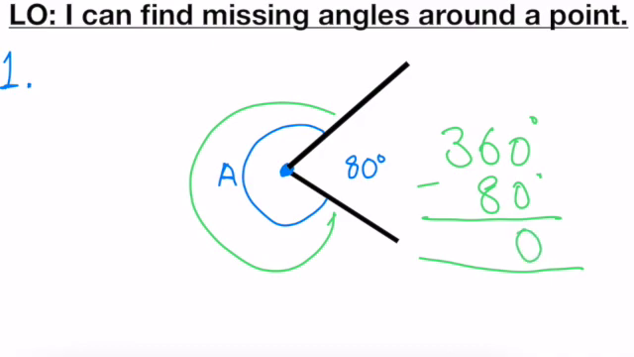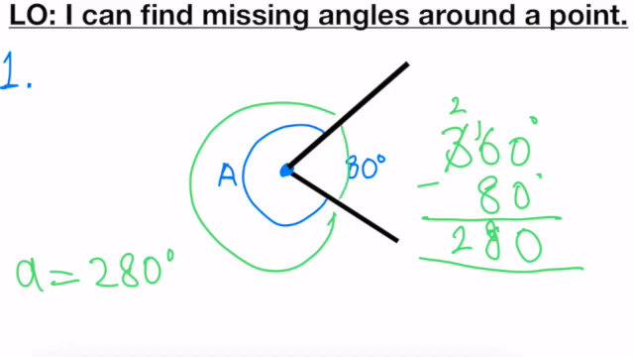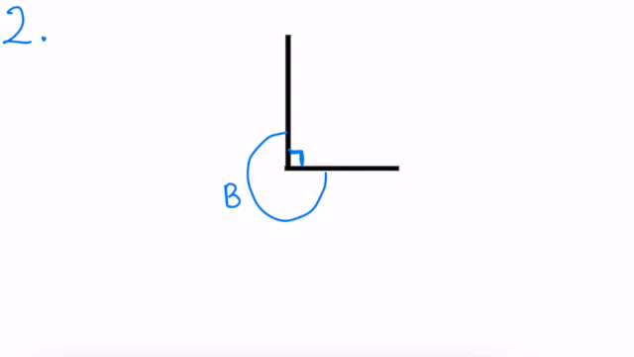0 take away 0, 0. We can't do 6 take away 8, so let's change that. 16 take away 8 is 8, and then that's 2. So that means that angle A is 280 degrees, because we were given the missing one. Okay, so I just told you that a full turn all the way around is 360 degrees, that's the rule.